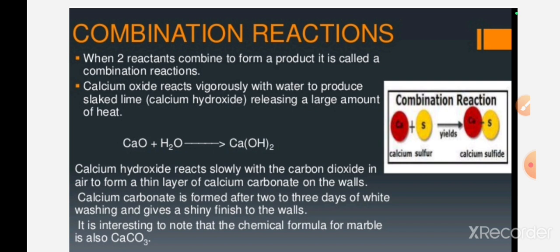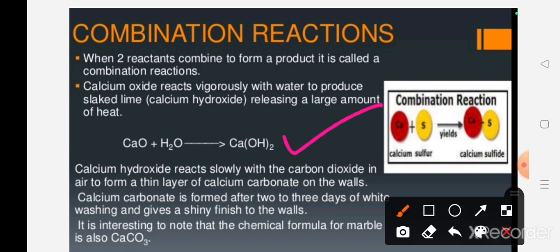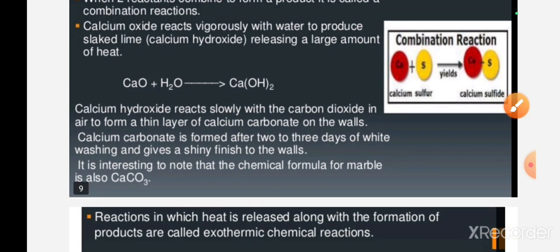Combination reactions. When two reactants combine to form a product, it is called a combination reaction. Maximum one product. Calcium oxide reacts with water. What does it give? It gives calcium hydroxide, releasing a large amount of heat. It's an exothermic reaction.